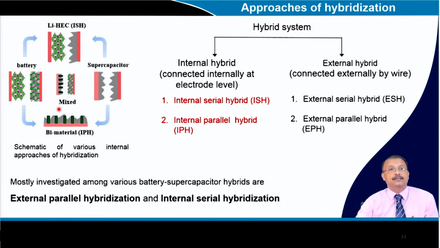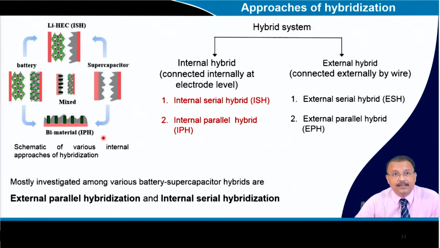Then now you can mix these two. So, depending on that, this hybrid system we call an internal hybrid. So, that is connected internally at the electrode level. So, each individual electrode we are considering. So, that could be of two types. One is internal serial hybrid, which we abbreviate ISH. So, this is one example of ISH. So, internal serial hybrid means one of the capacitors could be an EDLC type and another one is a battery type, or you can have an internal parallel hybrid.